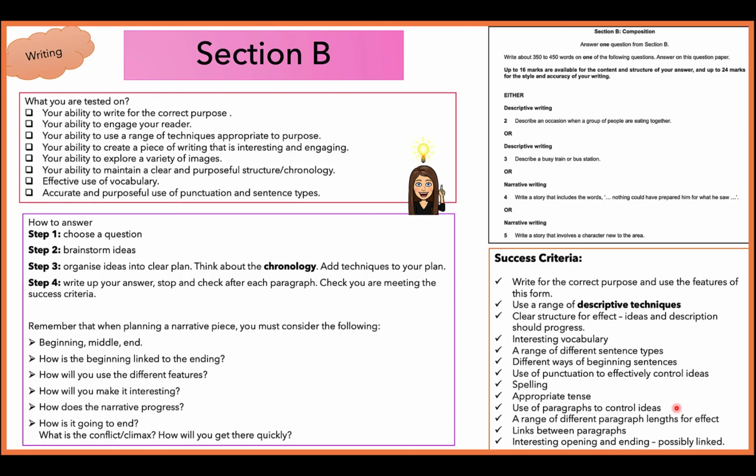And interesting opening and ending. That's where you're going to really affect your reader the most, and you can possibly link them. You can have a circular structure, or you can change the mood or atmosphere from paragraph 1 to the final paragraph. There are a range of different things that you can do there to make it engaging.